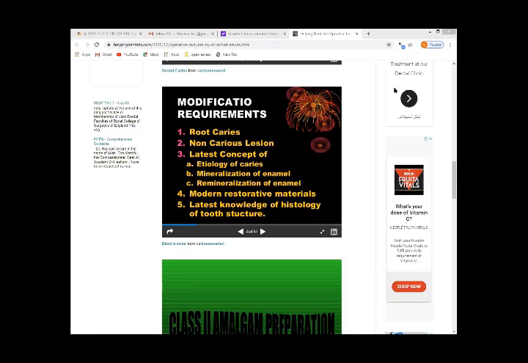Then modern restorative materials also play a very important role. So think about the modification in these rules. The latest knowledge of the histology of tooth structure also plays a very important role. We will discuss this later on, but I want to give you an idea. If anybody says there should be a modification in these rules, remember one thing: the physics rules are not changed.